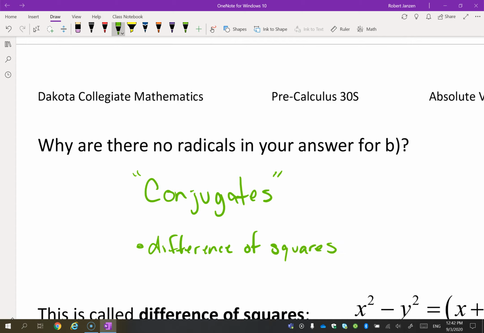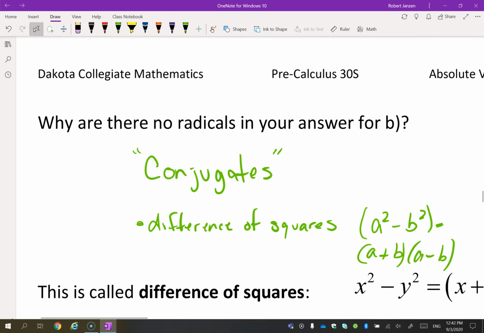Difference of squares are, if we were factoring, say, a squared minus b squared, this equals a plus b, a minus b. All right, now if we're going the other way around, if we're going to multiply, you can see how we end up with just a difference of squares. What is a conjugate? A conjugate is when you have identical binomials with opposite sign in between. Okay?